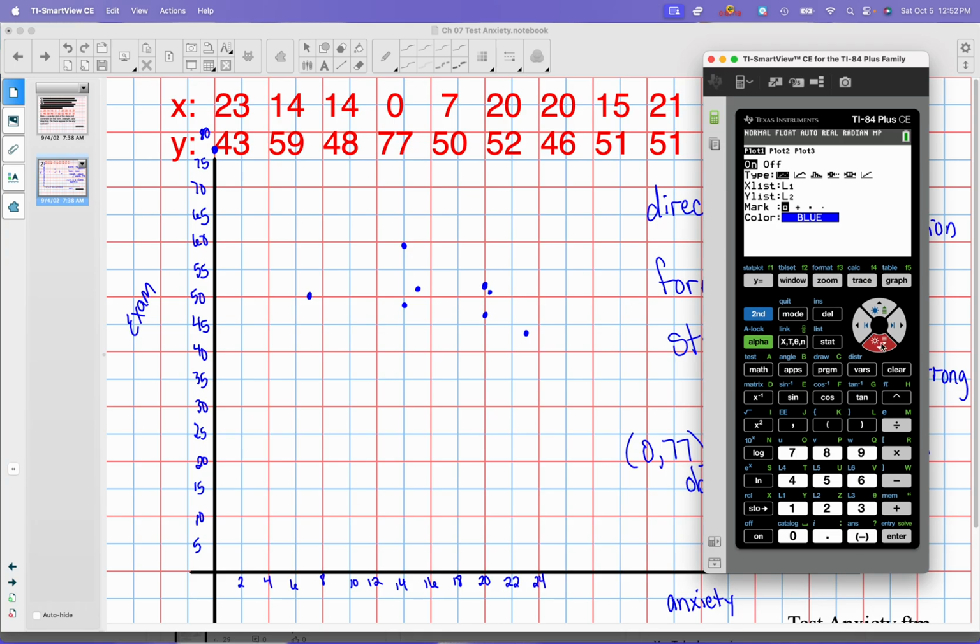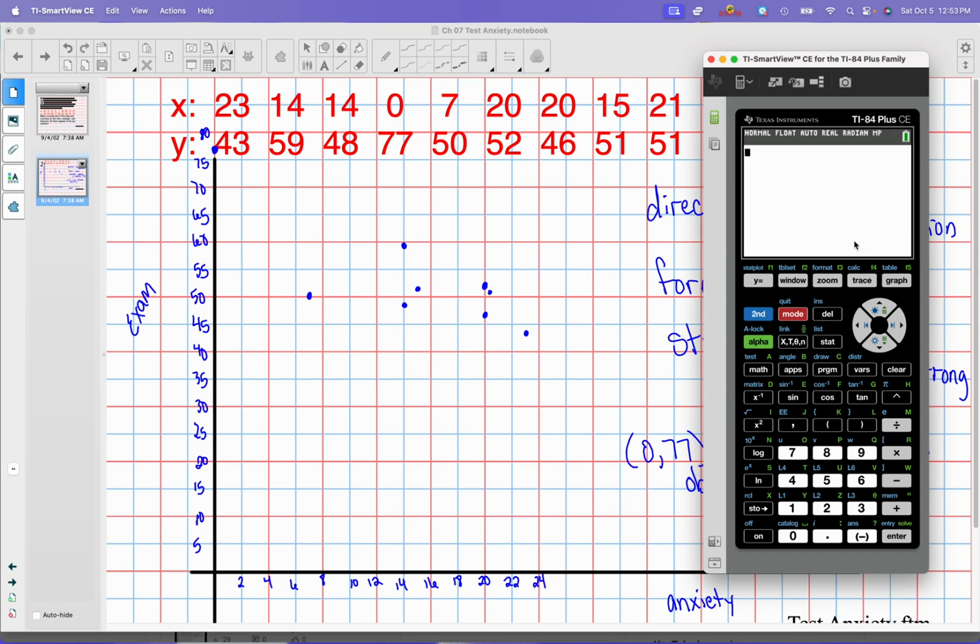And our data is not in L1 and L2, so we have to tell the calculator where to find our data. So it's in a list. If you go second and then hit the stat key to access the list, you should have the ones we called anxiety. And then in L2, I'm going to go second list and go get exam. And the marking, however you want to do that. So I can quit that now.